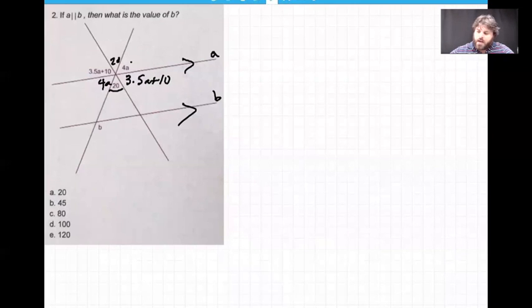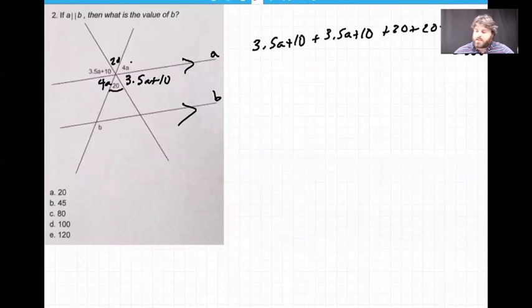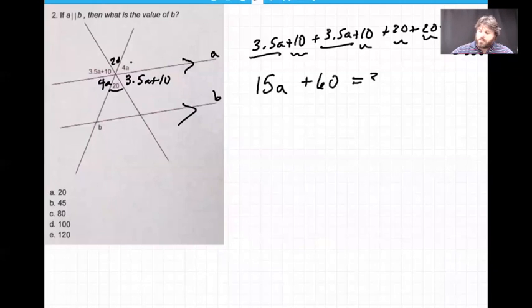So now that I know that, I can say there's 360 degrees in this circle. So 3.5A plus 10, plus 3.5A plus 10, plus 20, plus 20, plus 4A, plus 4A has to equal 360. And basically I'm solving that equation. So I've got all sorts of A's here: 3.5 and 3.5 and 4 and 4. If I add those all together, I'm going to get 15A. I've got numbers here, 10 and 10 and 20 and 20. That makes 60 total. So that's going to equal 360.